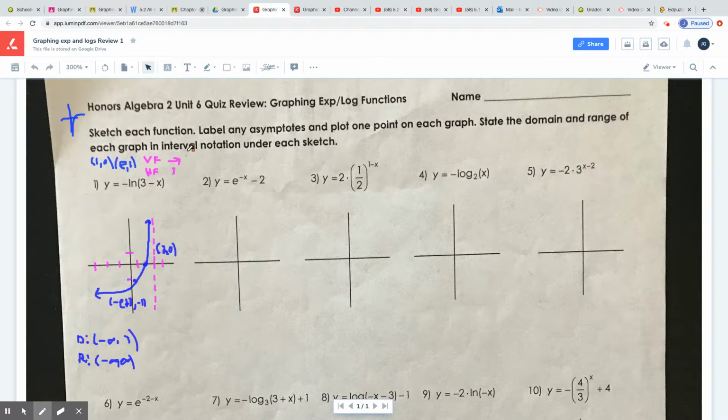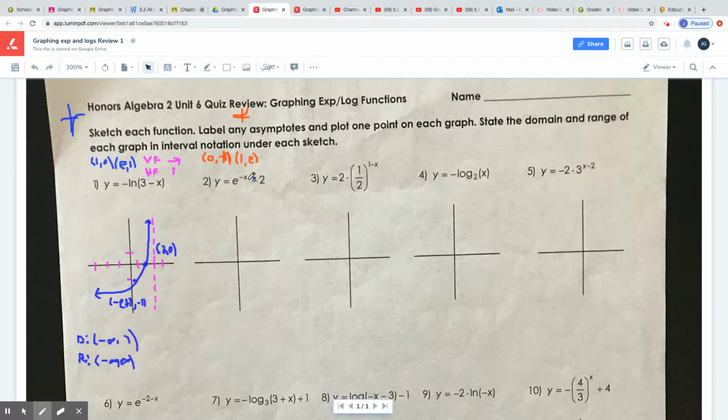Number 2, we have an exponential. I know it's an exponential because I see a variable in the exponent. Exponentials have a horizontal asymptote and they look like that. They have points that, instead of 1, 0, are 0, 1, and instead of e, 1, it's 1 comma the base. In this case, it's e. This would be 0, 1. So the points are 0, 1 and 1 comma e.